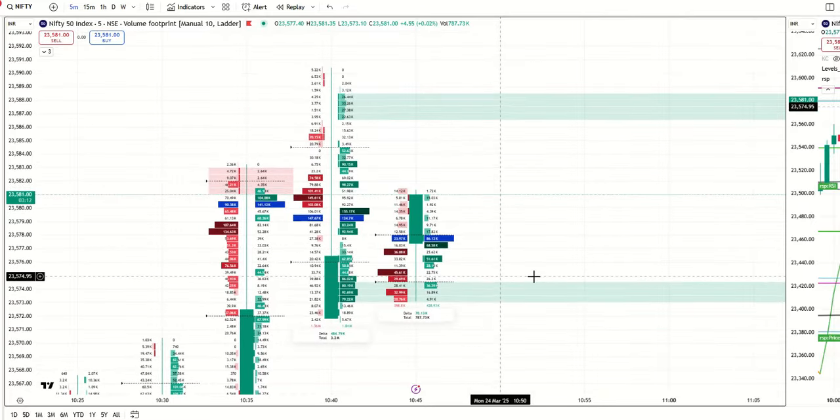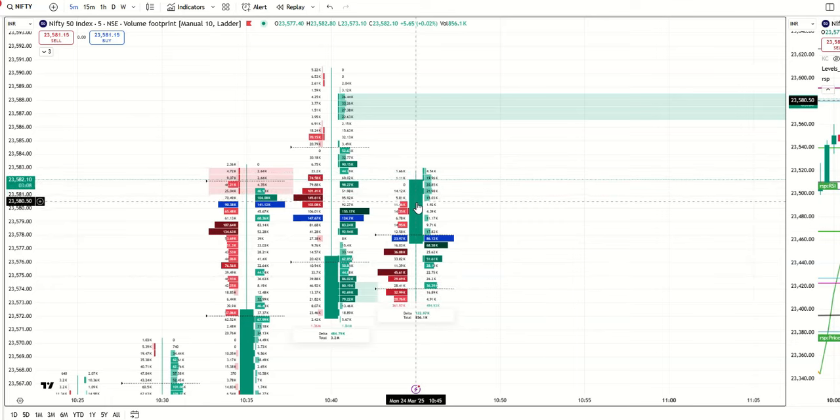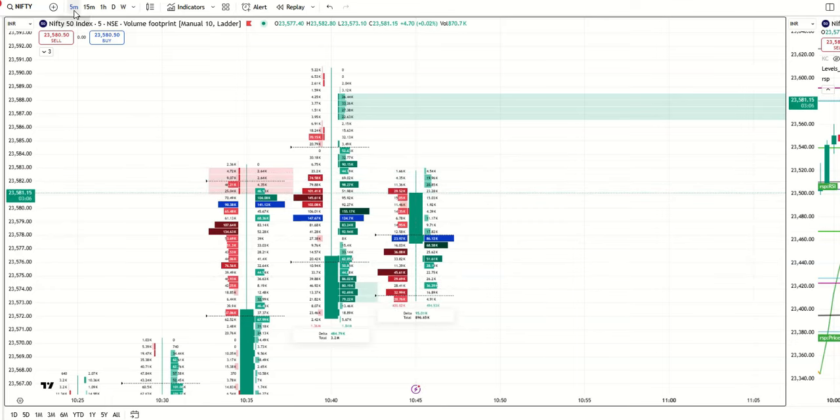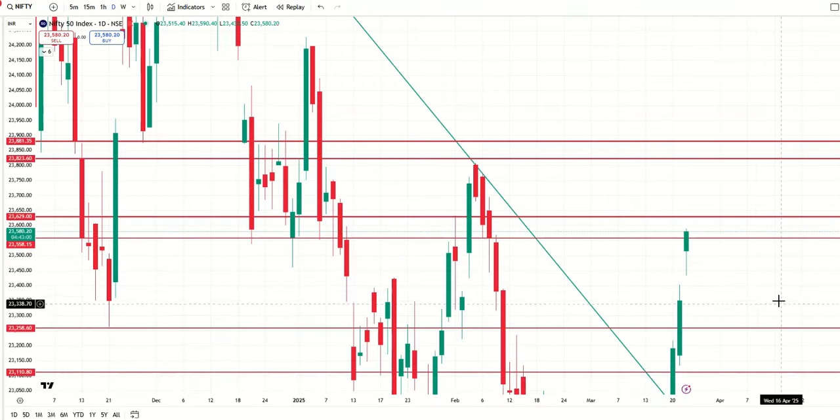Market is actually trading at 23,581. Right now the time is 10:46. You can see it's the 10:45 candle. I am actually in the 5 minutes time frame, and many of us are thinking what will happen, right?